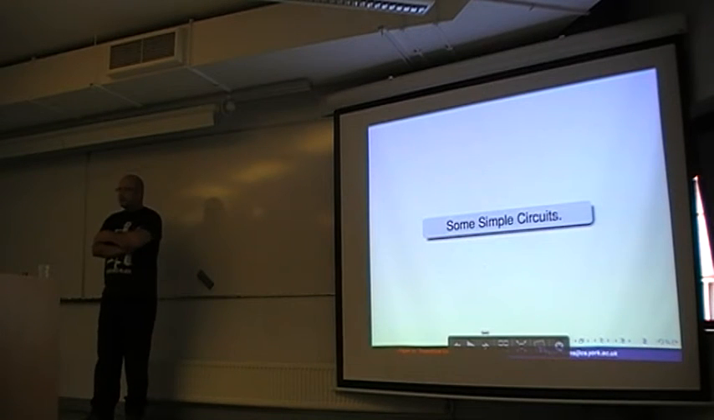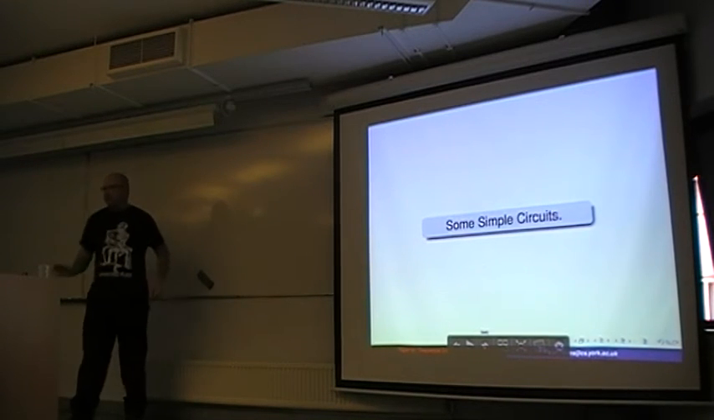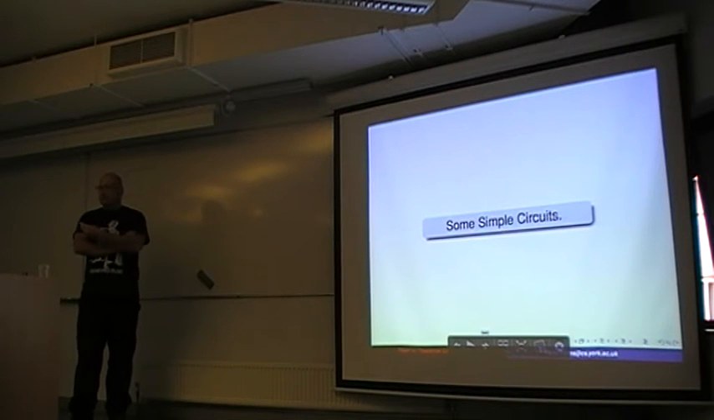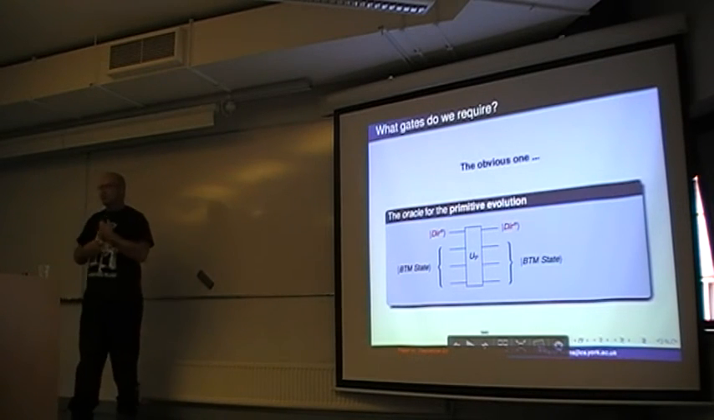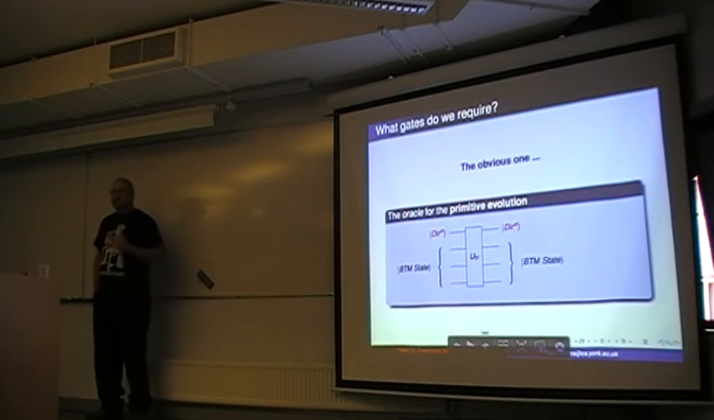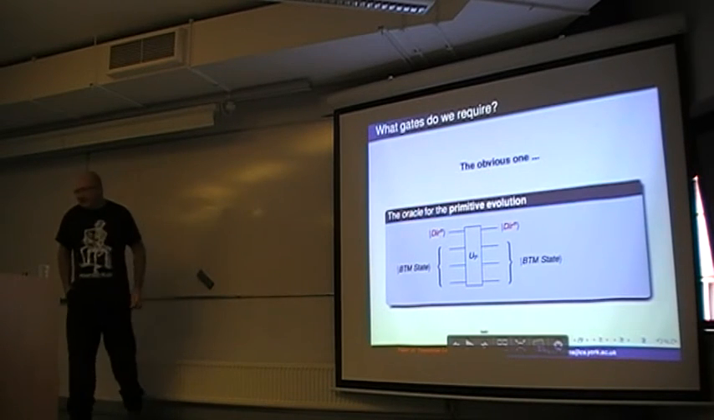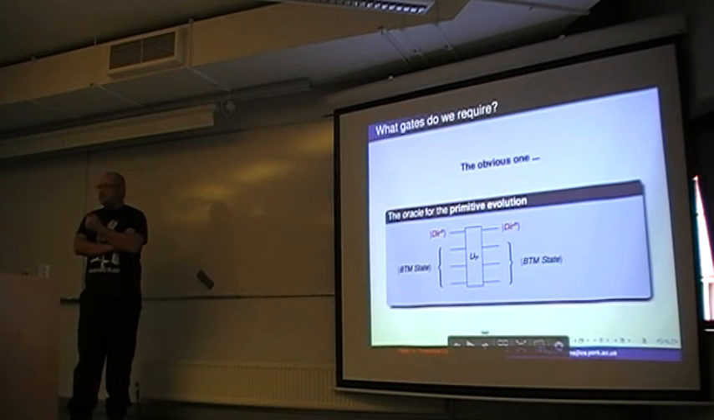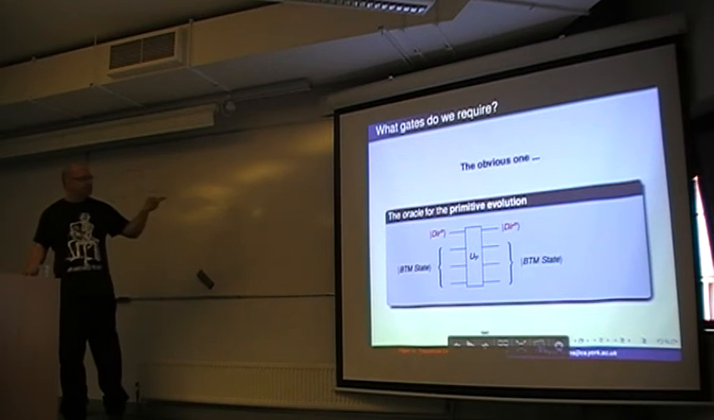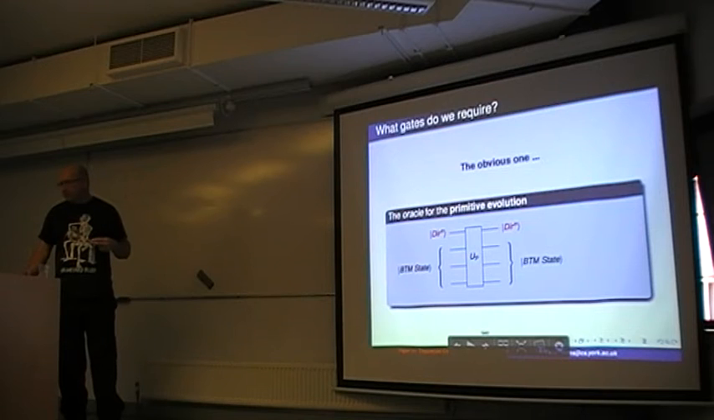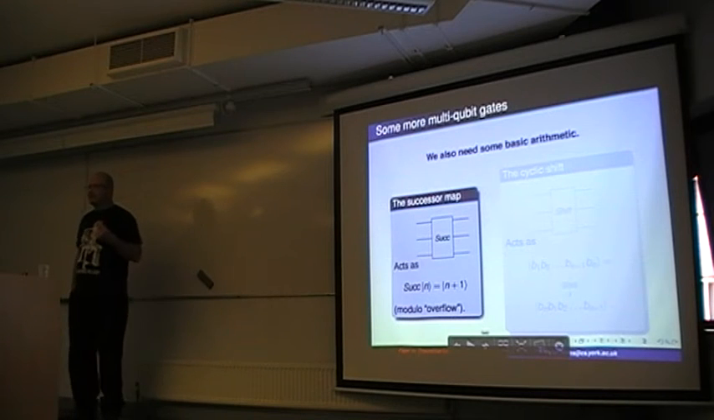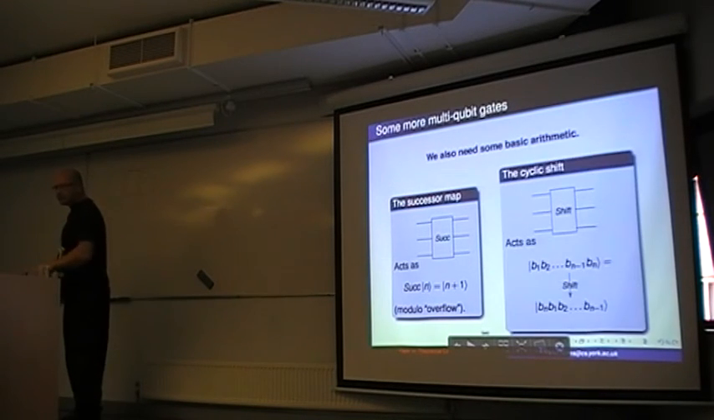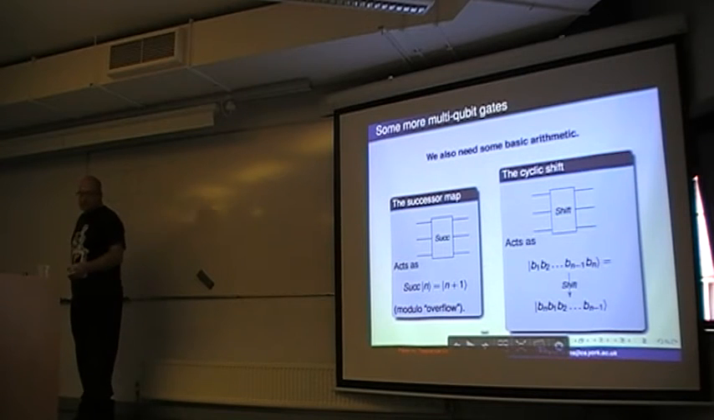Okay, now it's time to start building a circuit. Hopefully not too much of this will look like pulling a rabbit out of a hat. If there's any points where you're not happy, I'm going to do explicit matrices, so feel free to do the matrix calculations. But I promise you that the category theory is a lot simpler. Okay, so what are we going to need in terms of quantum gates? Well, we need the oracle for our primitive evolution, and we've got our distinguished qubit that tells us whether we're going forwards or backwards. And we're going to need some basic arithmetic, really basic arithmetic. We're going to need the successor map, modulo overflow, of course, and we're going to need a cyclic shift. And that's almost it.